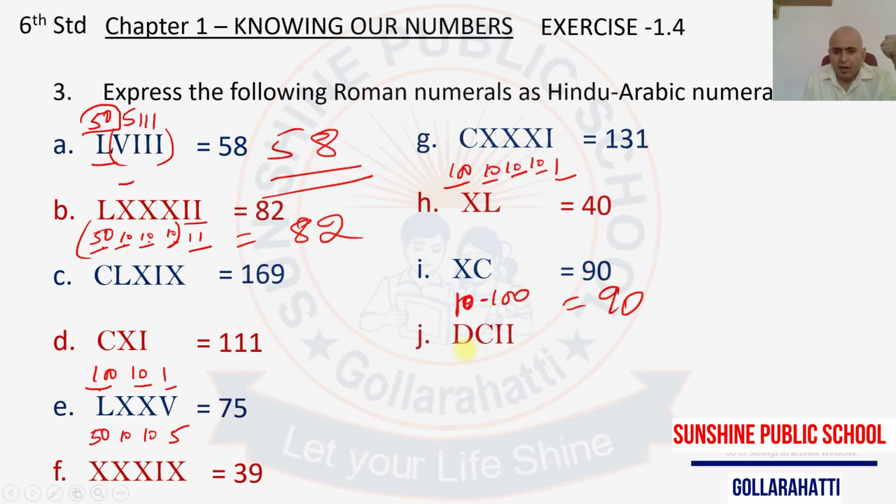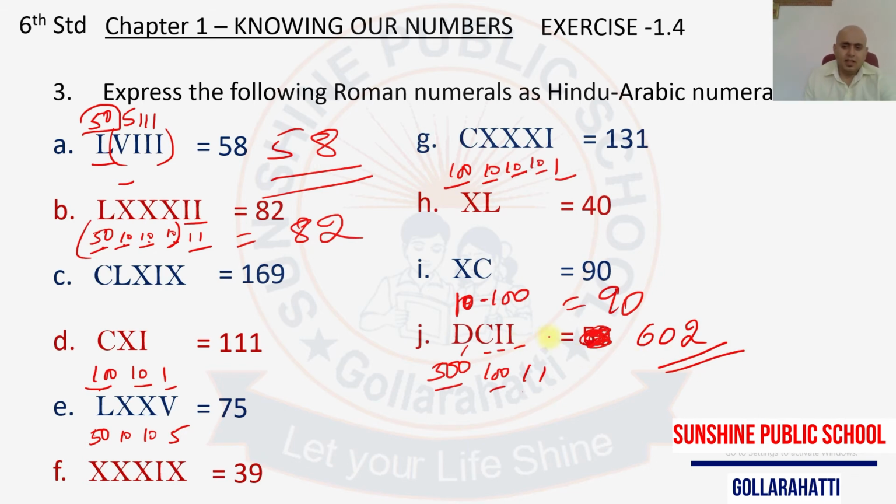Next is DCII. The value of D is 500, C is 100, I is 1, 1. So D is 500, which is greater, C is lesser, and I is 1, so it is first the greater number and then smaller numbers. Then you have to add all this. 500 plus 100 is 600, 600 plus 2, that is 602. The answer is 602. Okay, the value is 602. Next question.